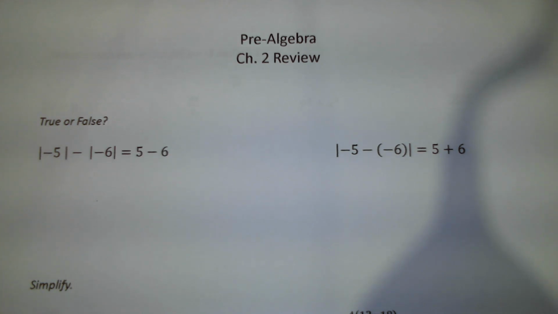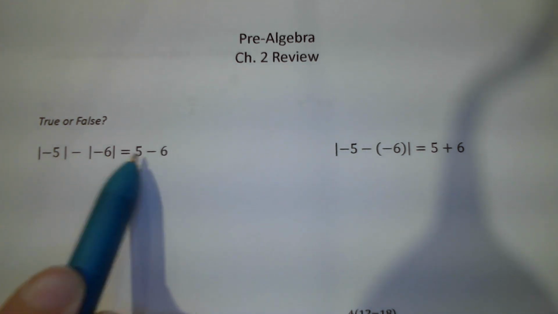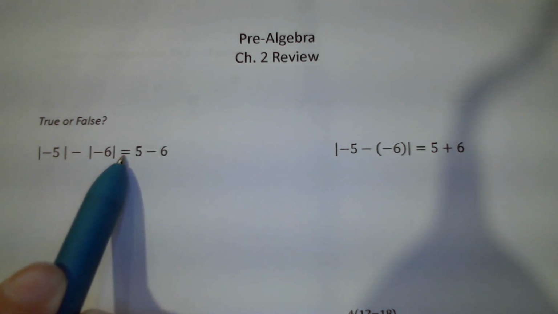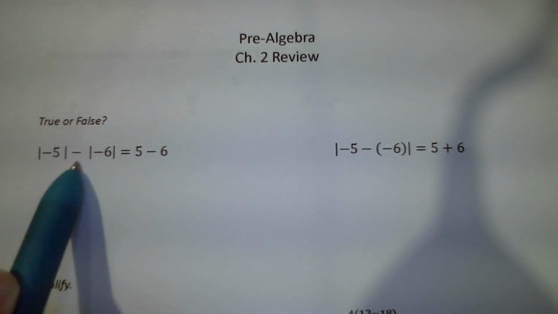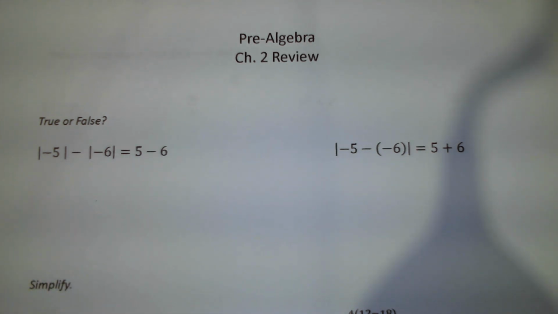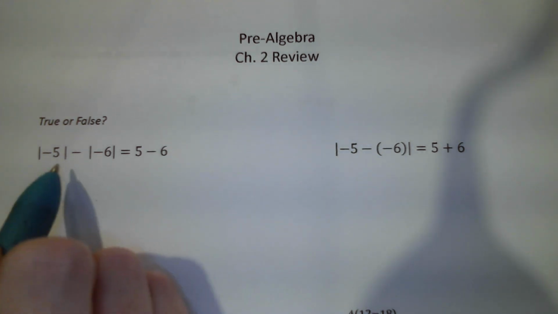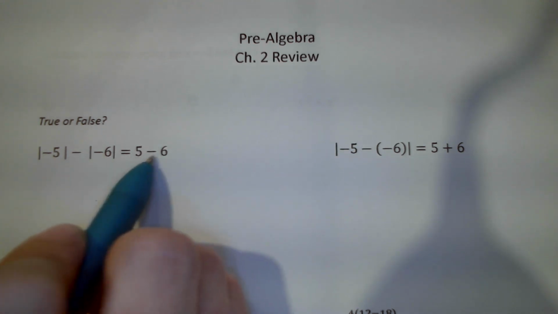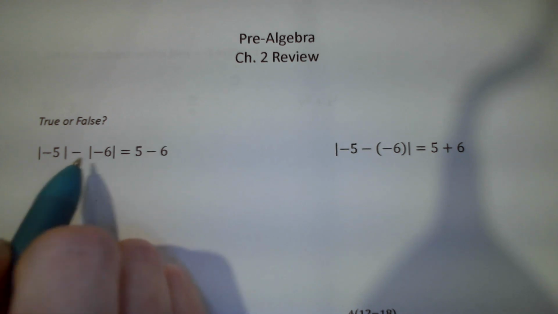These questions are asking us to compare two sides of an equation to see if they are equal. If they are equal, then our sentence, this statement, this equation is true. So to compare them, I need to simplify both sides first, because over here I see I have absolute value and here I don't. So I'm going to simplify my absolute value first.